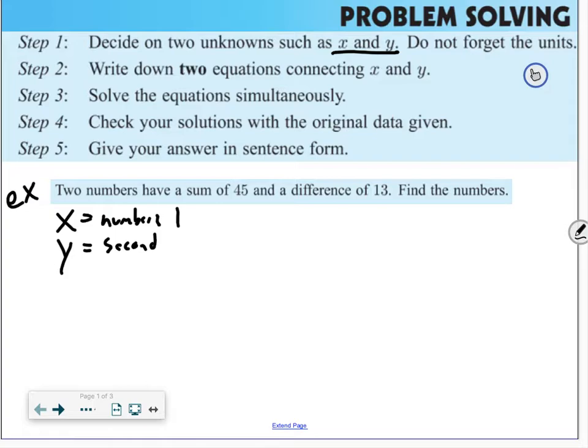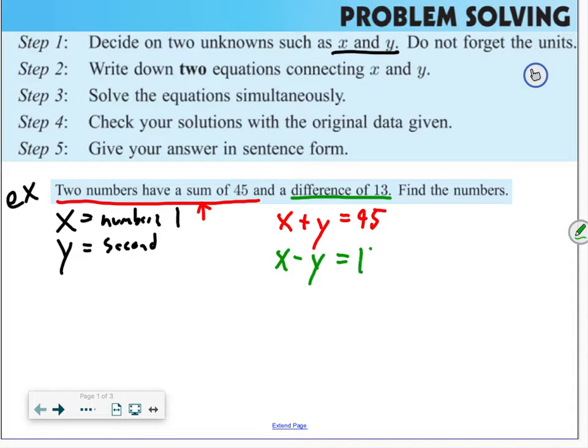Okay, so using the first piece of information, the two numbers have a sum of 45. I know that sum means addition, so x plus y equals 45. The second piece of information is that the difference of the two numbers is 13. If I do subtraction, I do x minus y. The difference is 13. Okay, find the numbers.